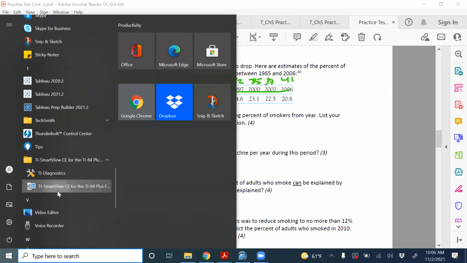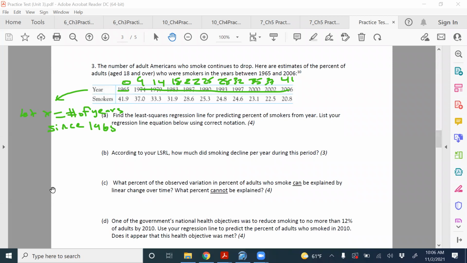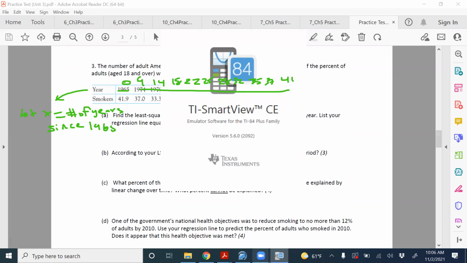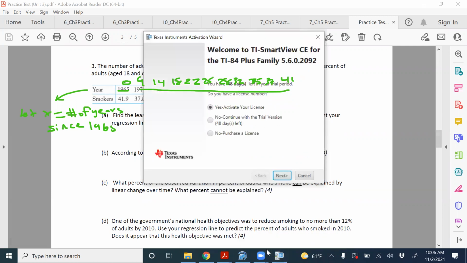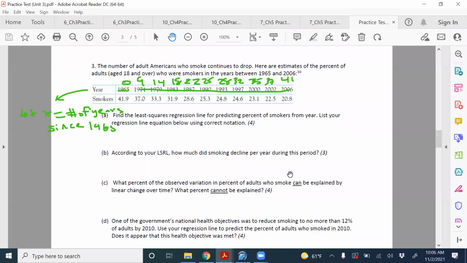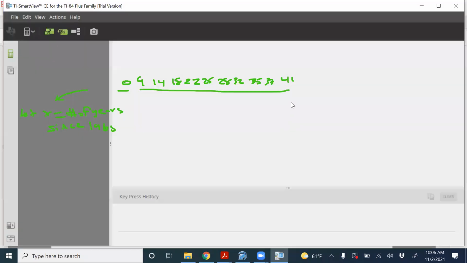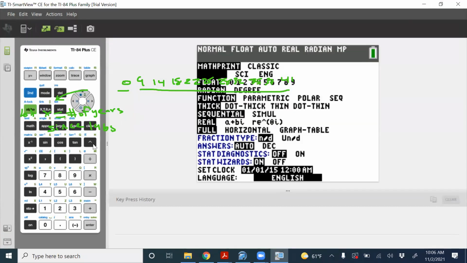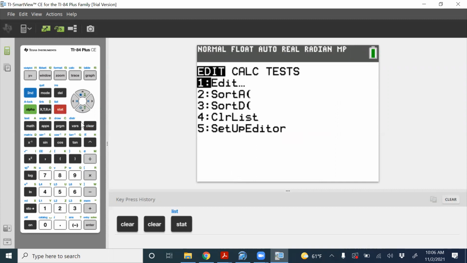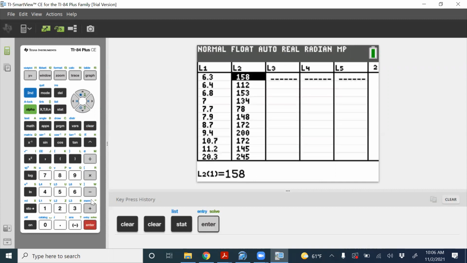So you go to TI Smart View, you go right here. It's taking a sweet little time. Okay, I'll go ahead and clear. So remember what you do is you have to go to stat and edit. Yep, I definitely see that from the other data. Okay, so I'm going to clear these.